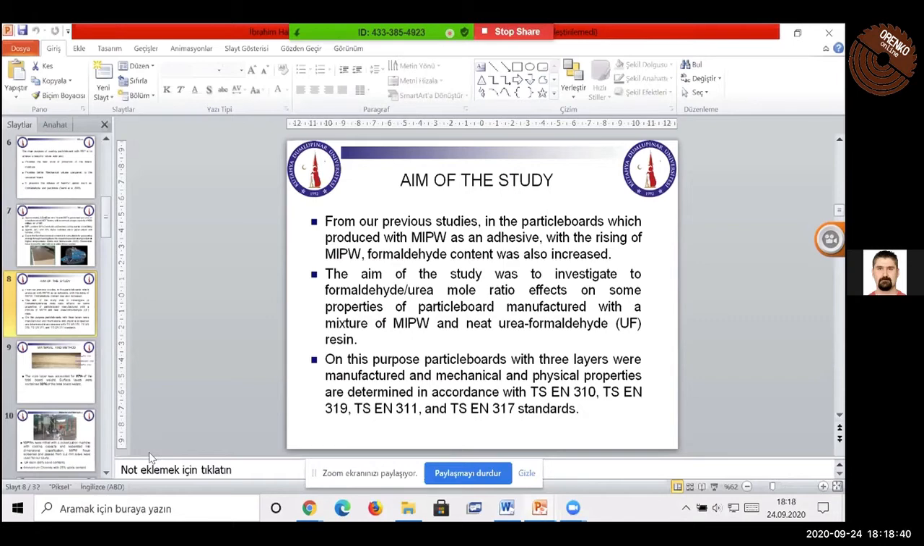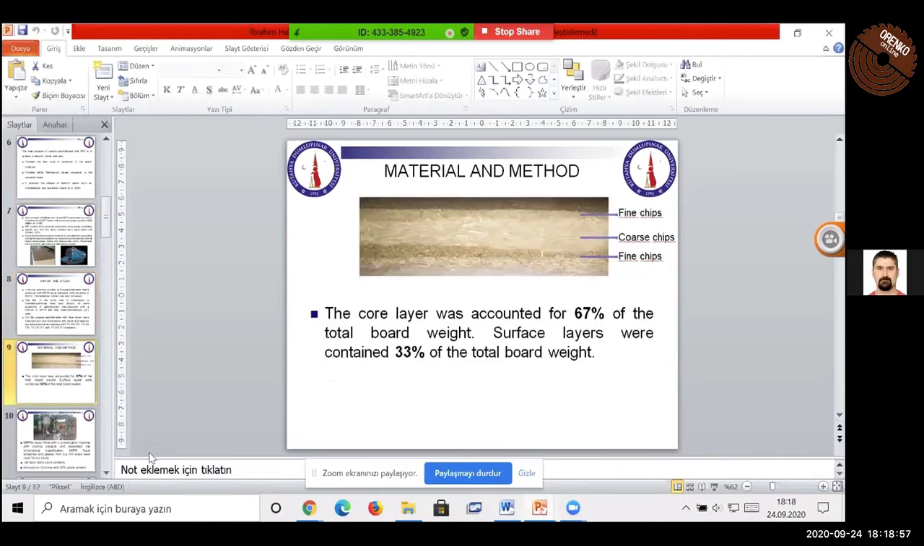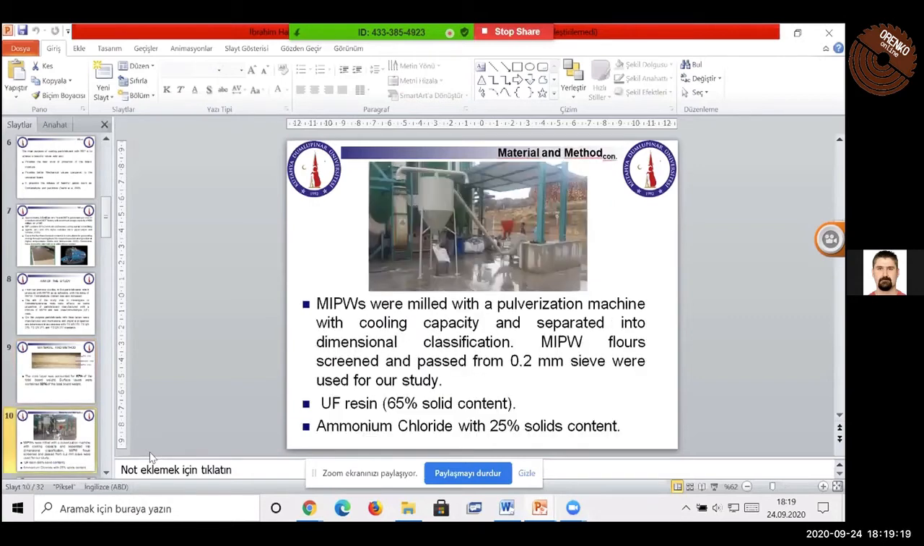For this purpose, we produced three-layer particle boards, and formaldehyde content, mechanical and physical properties were determined in accordance with the standards. This is the material and method. We used fine chips for the surface layers and coarse chips for the core layers. 67% of the total board weight was accounted for by the core layer, and the surface layers contained just 33% of the total board weight.